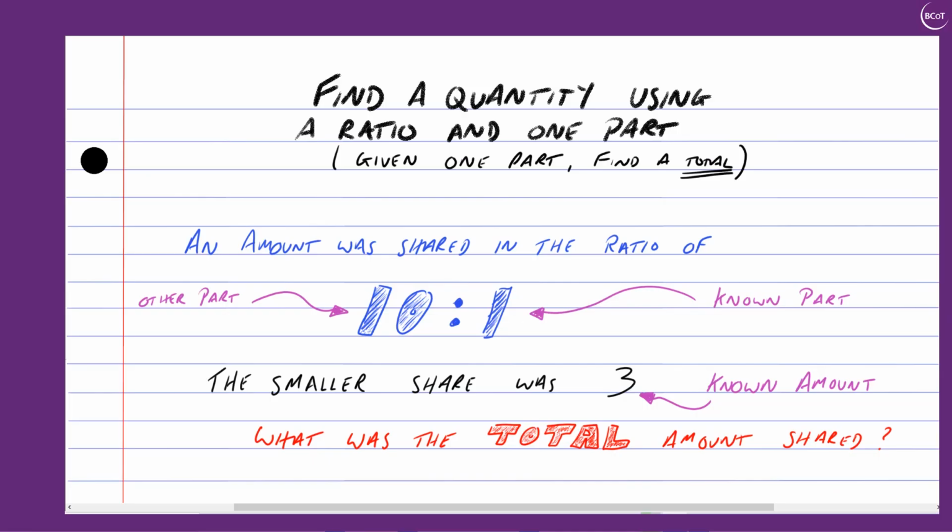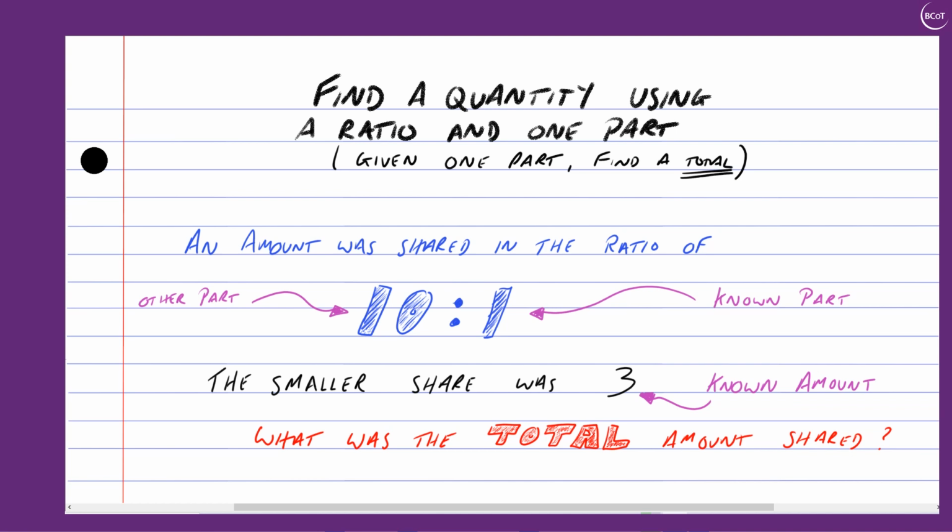In this video we're going to find a quantity using a ratio and one part. So we're going to be given one part, as in one amount of a ratio, and we're going to use the ratio itself to find the other amount and the total amount.